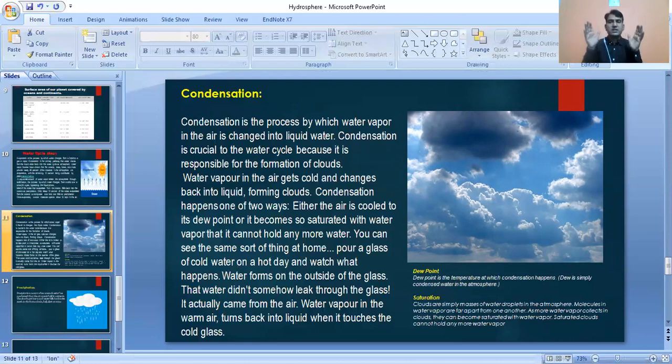The next step is condensation. Condensation is the process by which water vapor in the air is changed into liquid.